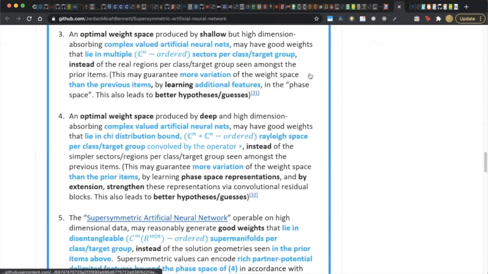Going down, more numbers and, in some cases, more sophisticated operations on those numbers, we can learn more of the input space. So it says here that it may guarantee more variation of the weight space. I kind of get where you're going with that. But here it's saying it's by learning phase space representations and, by extension, strengthening these representations via convolutional residual blocks. So what does phase space representation mean?